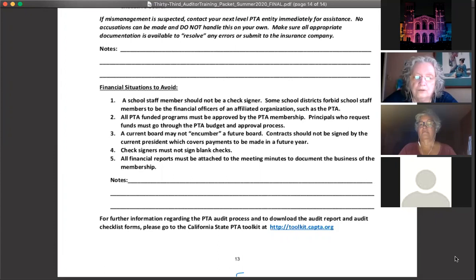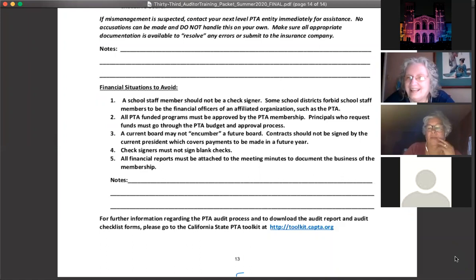And then all financial reports must be attached to the meeting minutes to document the business of the membership. We talked about the meeting minutes being so important because they express the wishes of the membership, and make sure that there are no expenditures that have not been approved. For further information, there's a toolkit, and Lisa has put the toolkit in the chat, where you can get all of the forms.